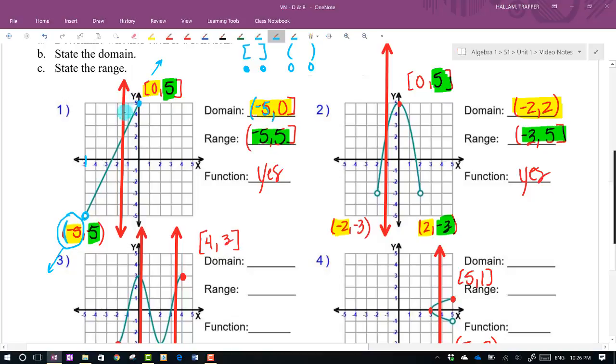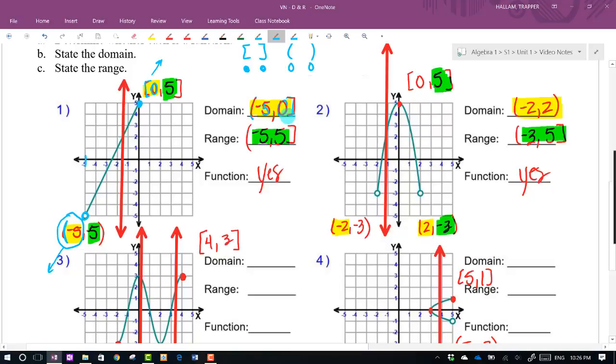Now, on the next one, I'm going to look for the rightmost coordinate point for the x-coordinate. This is the x-coordinate, and this circle is included because it's filled in, so it's going to get a square bracket. So you can see I've highlighted those yellow. Those two in combination make the domain for this, meaning not included at -5, included at 0.